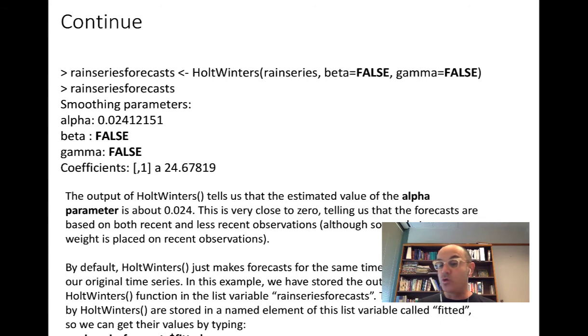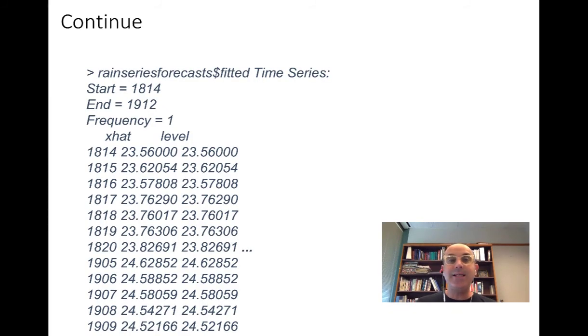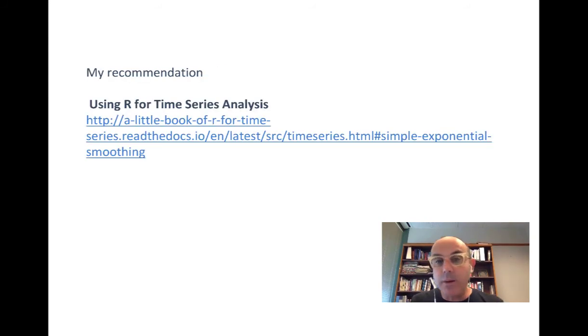So in this case, the alpha is about 0.025, which is very close to 0, telling us that both recent and less recent observations are something that we need to take into account for the forecasts. But HoltWinters just makes forecasts for the same period over time, and this is something I want you to pay attention to when you do analysis. So we start the analysis, we run the analysis, and my recommendation is to apply that and see what it entails. This is a really good resource for us to do that.